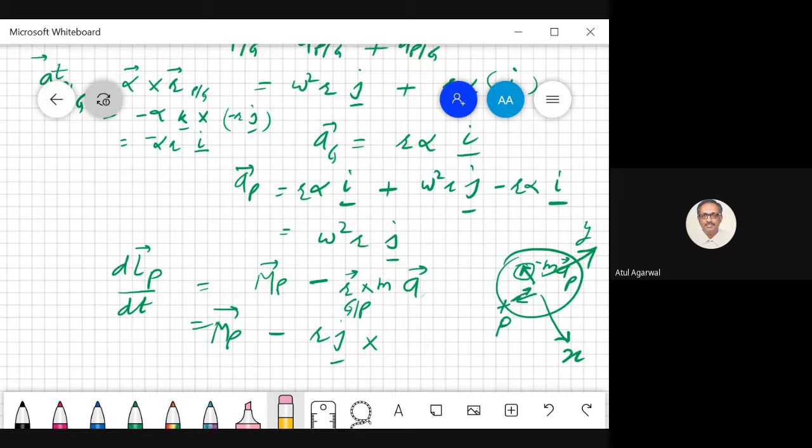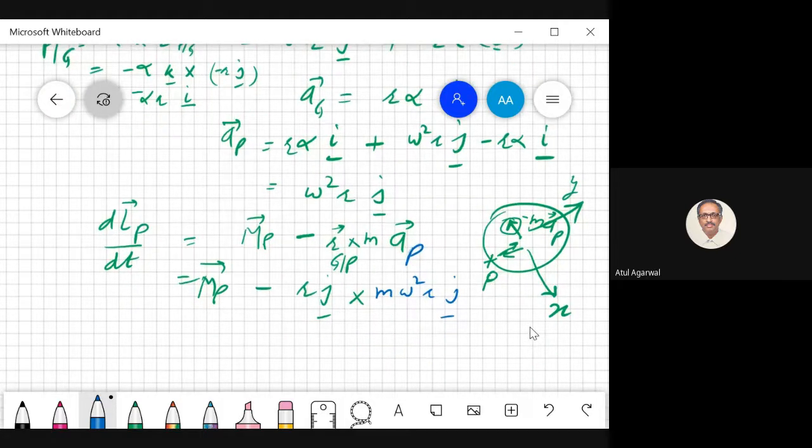This is the acceleration of point P. So minus Rj cross m, what is the acceleration of point P? We found omega square Rj. So J cross J is 0. So you just get the moment of the external forces about point P.